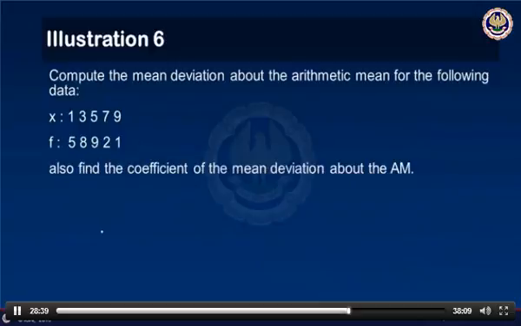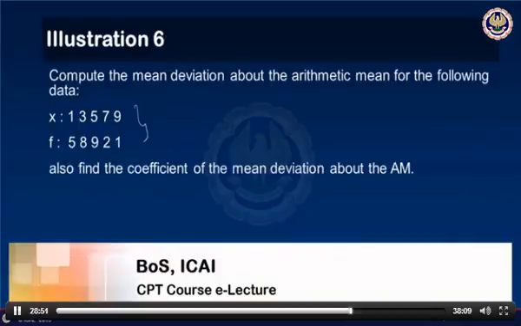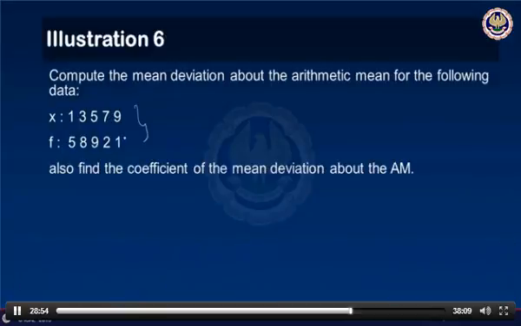Now coming to illustration number 6: compute the mean deviation about mean for the following data. This is a group of data, x: 1, 3, 5, 7, 9, and the respective frequencies are 5, 8, 9, 2, 1. Also find the coefficient of mean deviation about the mean. This data is grouped data. First we have to find the mean value before finding the mean deviation. This is a grouped frequency distribution.